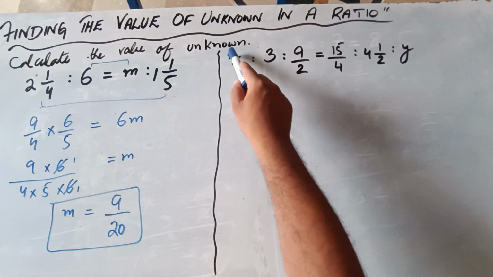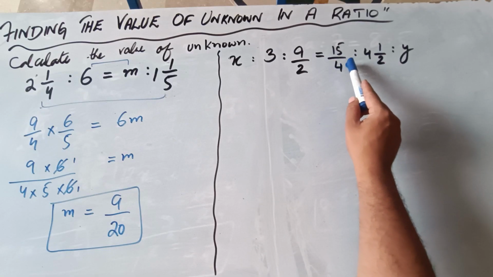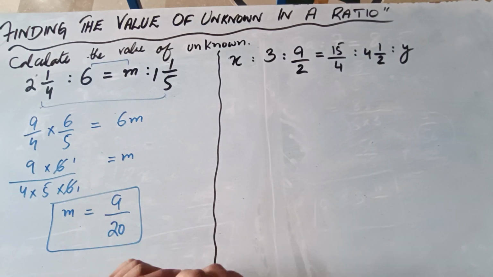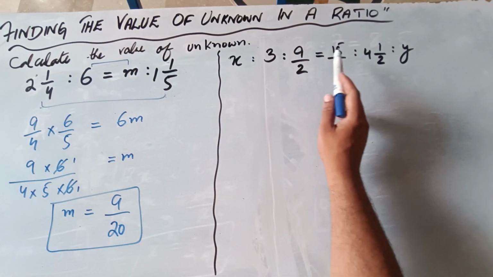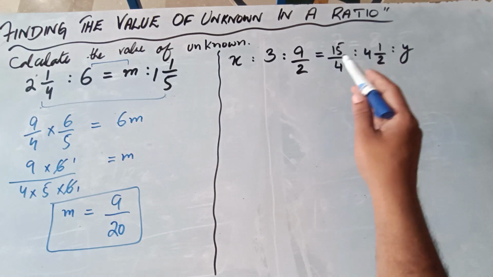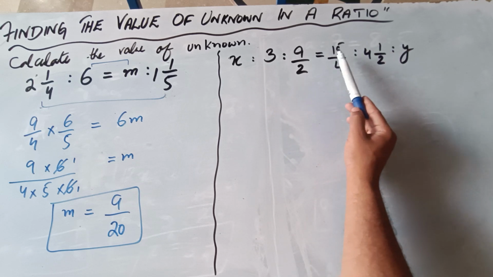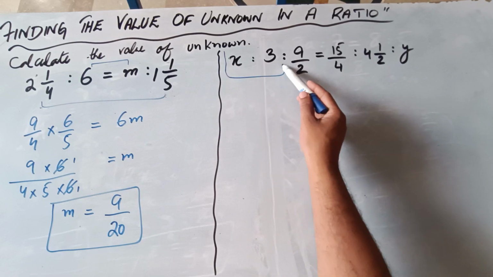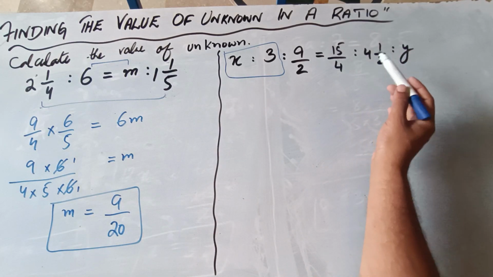So if you will see, the ratio of the first two is equal to the ratio of the first two. In this way we can simplify the problem. If you will see, x is in correspondence with 15 upon 4 and 3 is in correspondence with 4 whole 1 by 2. We cannot say that 3 is equal to 4 whole 1 by 2, x is equal to 15 upon 4. No, we will say that the ratio of the first two would be equal to the ratio of the second two on the other side.